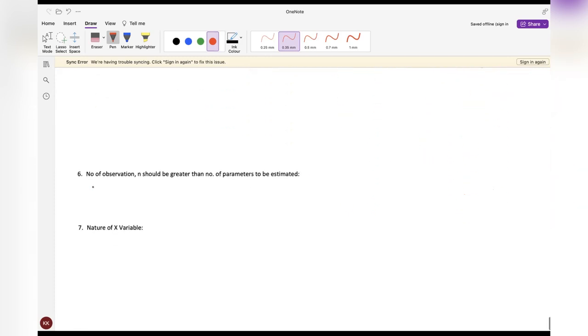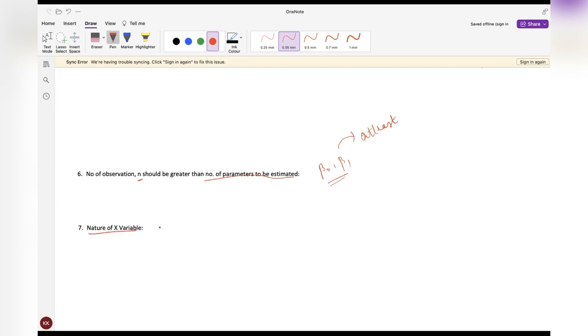Then lastly, we have number of observations. They should always be greater than the number of parameters to be estimated, because this is a concept of linear equations in which we have to estimate a number of unknown parameters. For instance, if we have to estimate two unknown parameters, which are beta naught and beta 1, then the number of observations, the number of equations that we always need are at least 2 or more than 2. Only then is it possible to estimate them. Otherwise, it won't be possible. We will get no solution in that case.